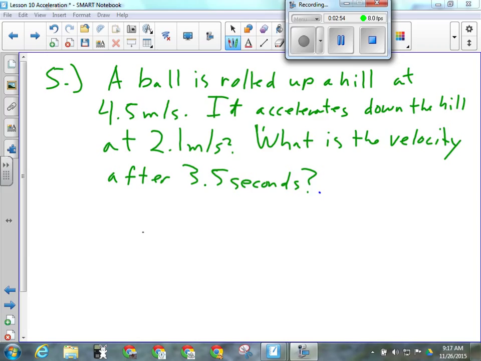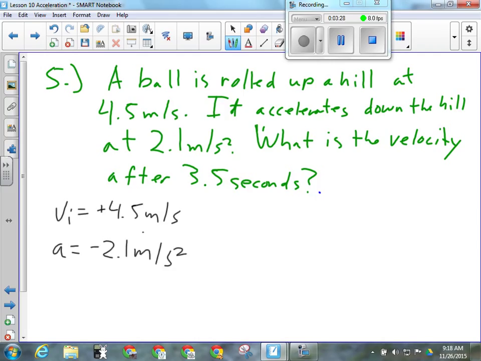Okay, so in this question we roll a ball up a hill. As soon as I'm done rolling it, what's the only force acting on it? Gravity. Which way is gravity pulling it? Back down the hill. So that's the key part of this, is that it starts up the hill. I'm going to make up the hill positive here. So it's moving up the hill at 4.5 meters per second, but it's accelerating down the hill at 2.1. So 2.1 needs to be negative. And the time is 3.5 seconds.